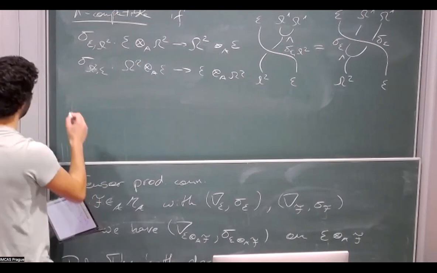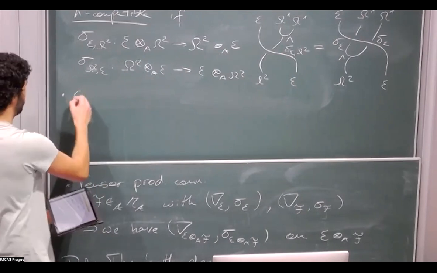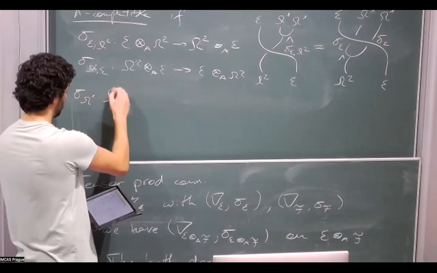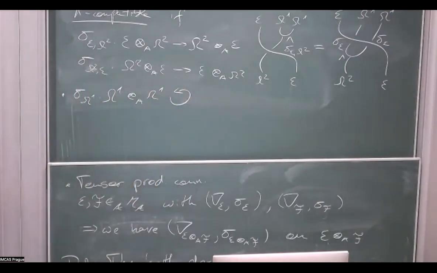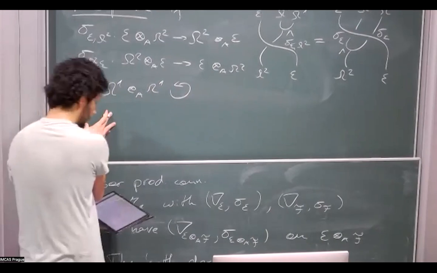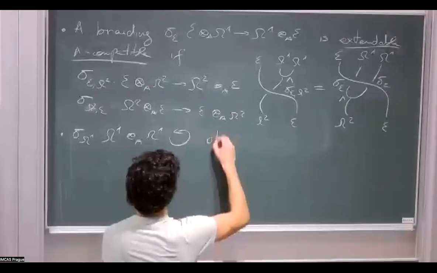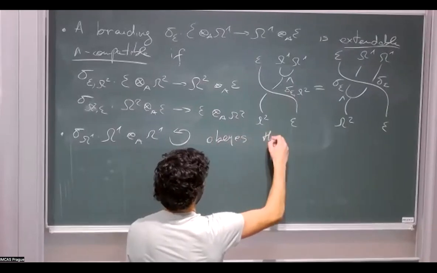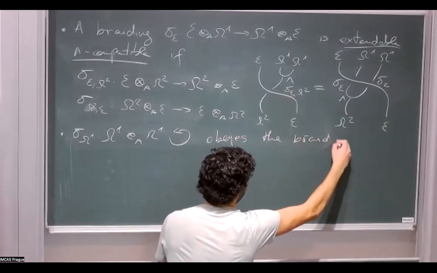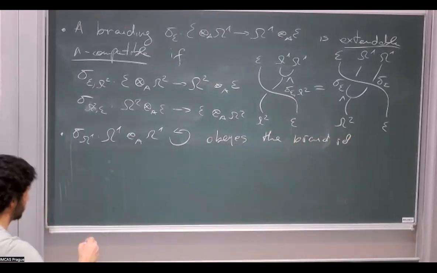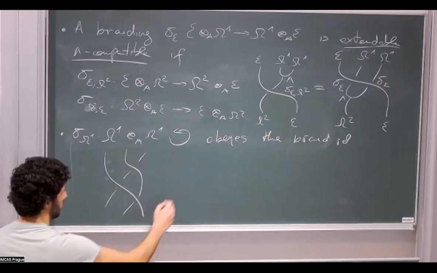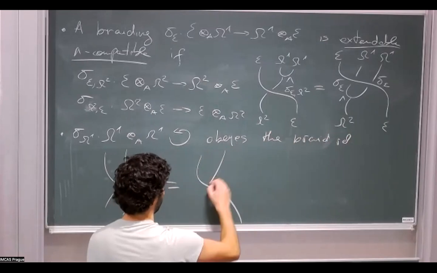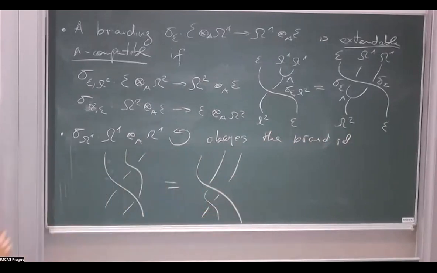Okay, then what we need as well is that, if we have a braiding on omega 1 tensor A, so the braiding just braids omega 1, we say that this obeys the braid relations if, I imagine that most people are familiar with this, if we have a diagram like this, with omega 1 going everywhere.